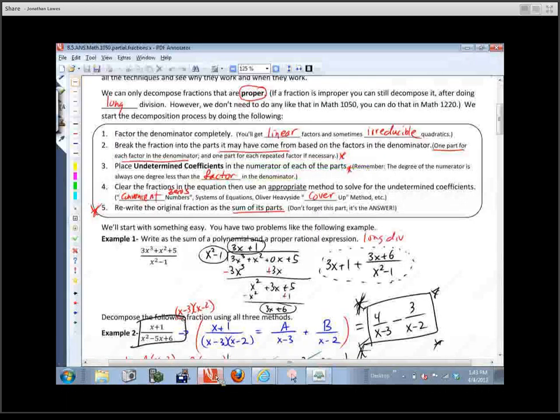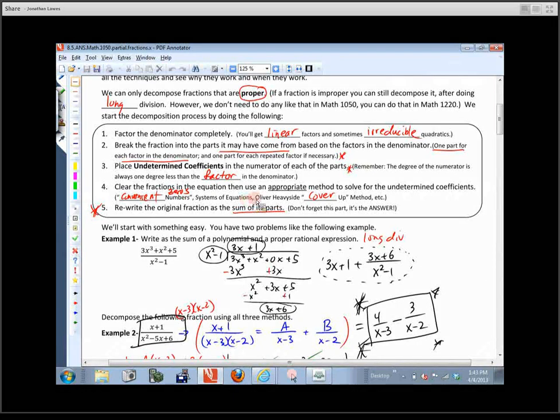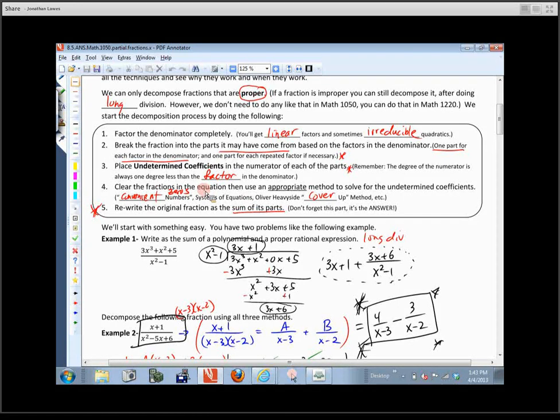Then we're going to break it into the parts. We're going to use those undetermined coefficients. And remember what the rule is? The numerator is 1 degree less than the factor in the denominator. It's not the degree of the denominator, it's the degree of the factor in the denominator. Okay? We're going to get rid of the fractions. We're going to clear those out of there.